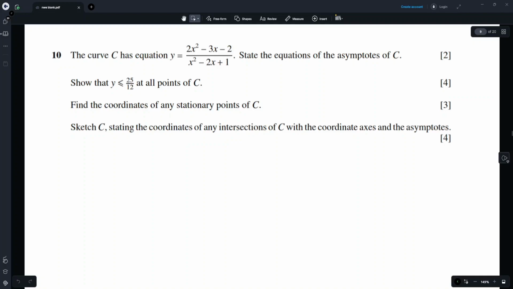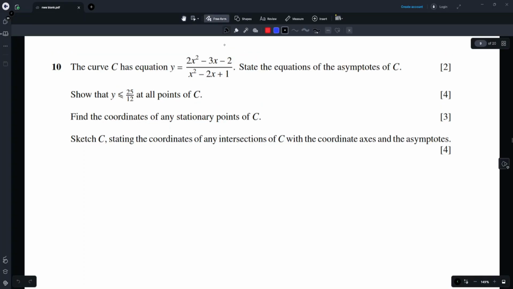Let's take a look at this question now. It's a rational function question. It says that the curve C has this equation, and state the equation of the asymptotes. Now, it is a fraction in which the highest power of the numerator is the same as that of the denominator, which means that there is going to be a constant.